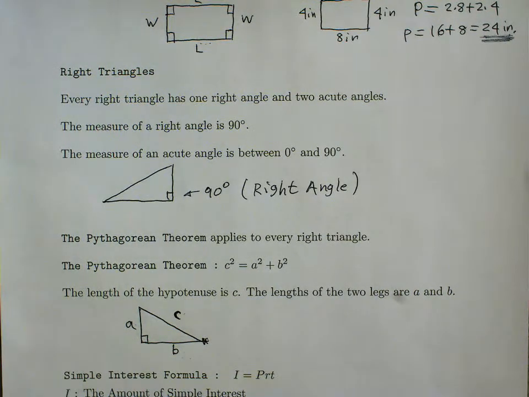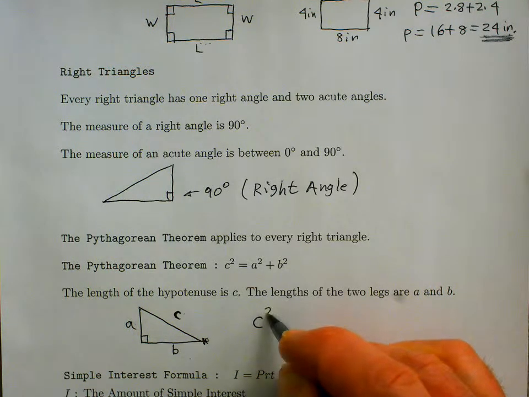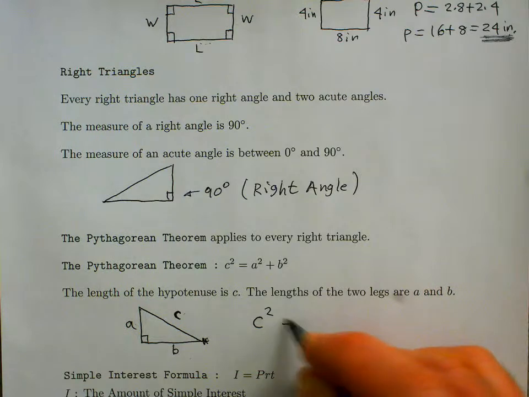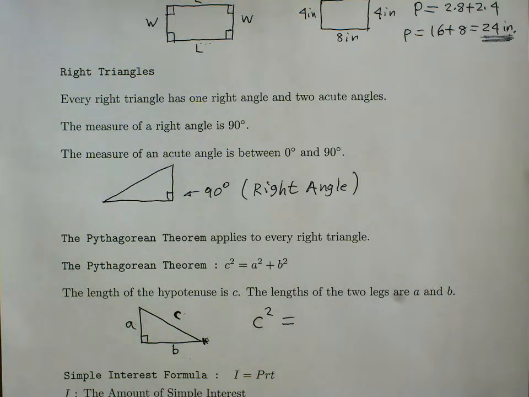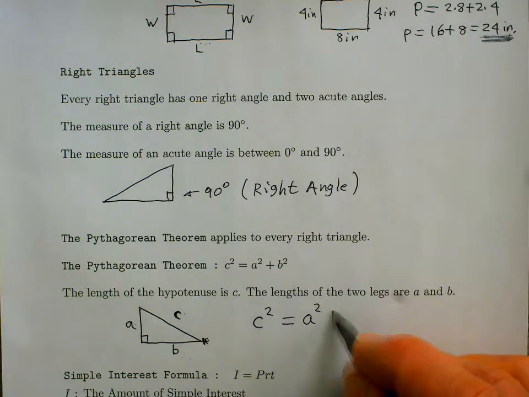So it's true for every right triangle, if you square the length of the hypotenuse, so c squared, that's equal to the sum of the squares of the 2 legs, of the lengths of the 2 legs. So c squared equals a squared plus b squared.